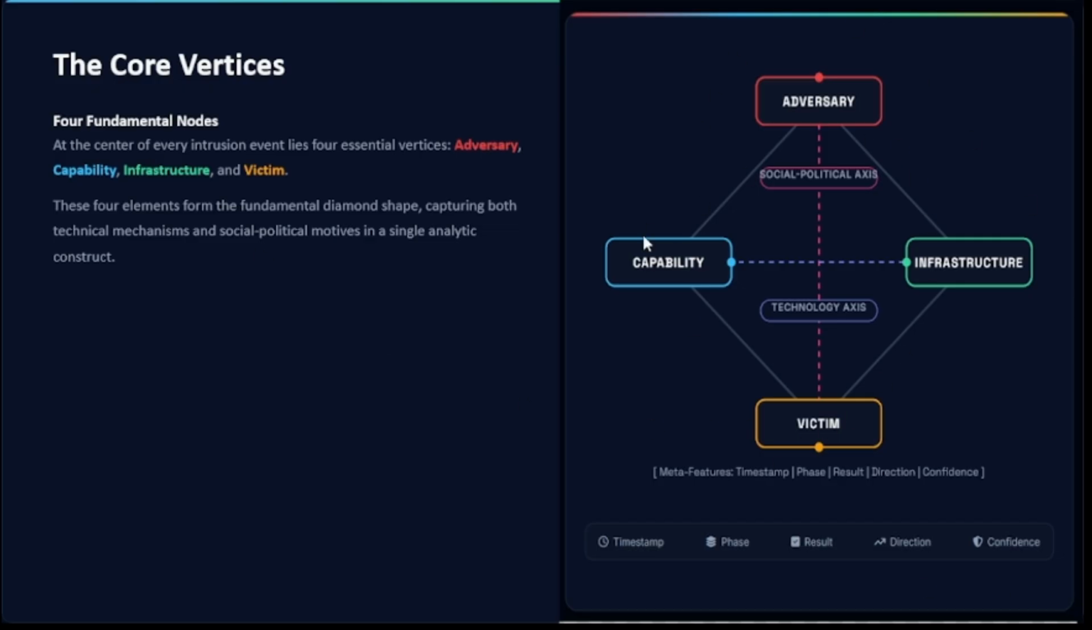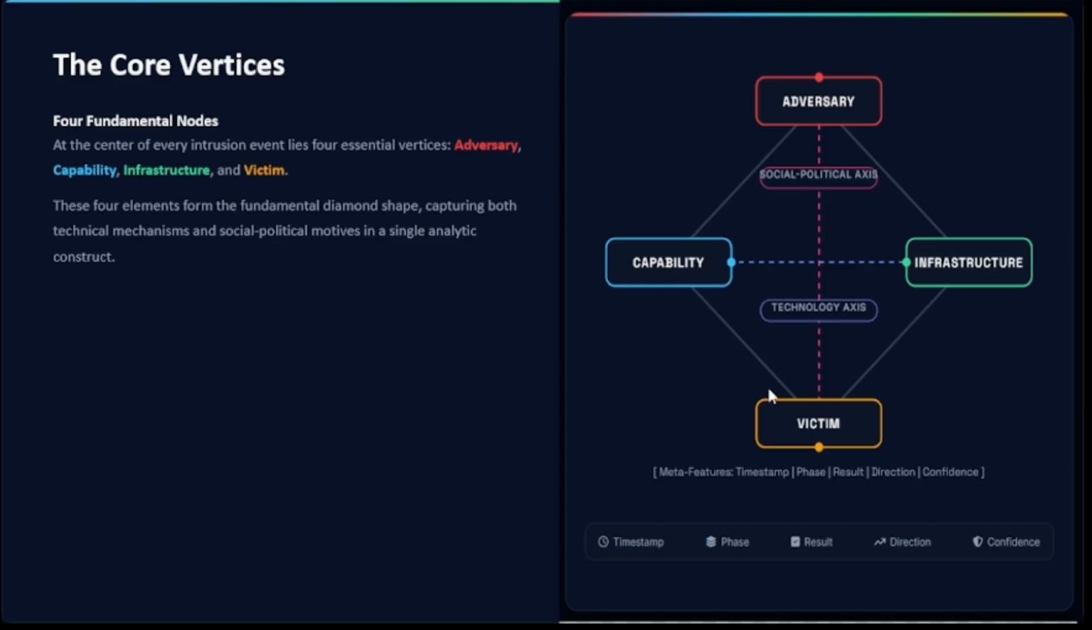Here is the diamond model laid out for you here on the right side of the screen. You've got the adversary category, you've got capability, you've got the infrastructure that's being used by the attacker, and then you've got your victim down here. And there are a lot of meta features involved here. You've got timestamps, you've got the phase of the attack, the result of the attack, the direction, and the confidence level. But at the very center are these four essential vertices.